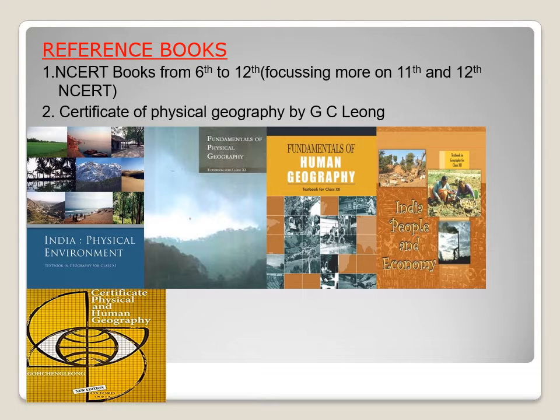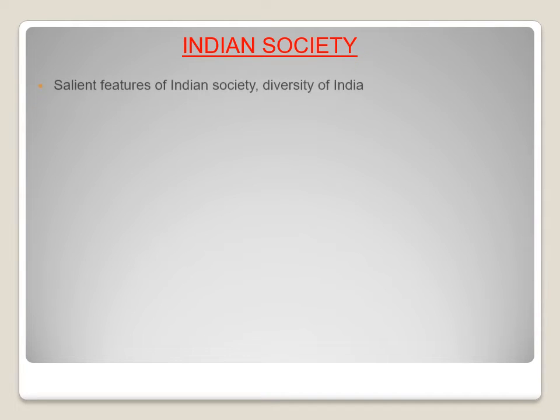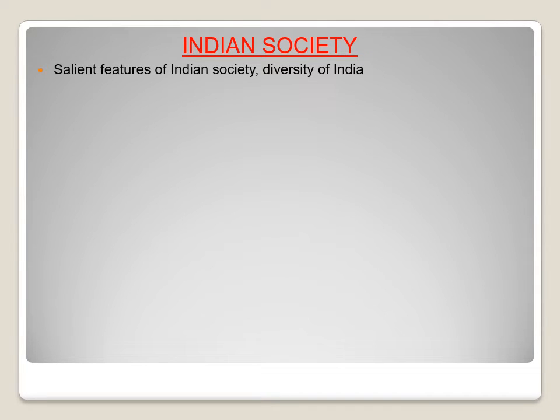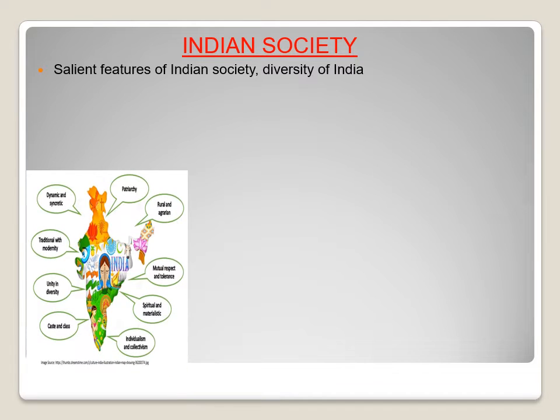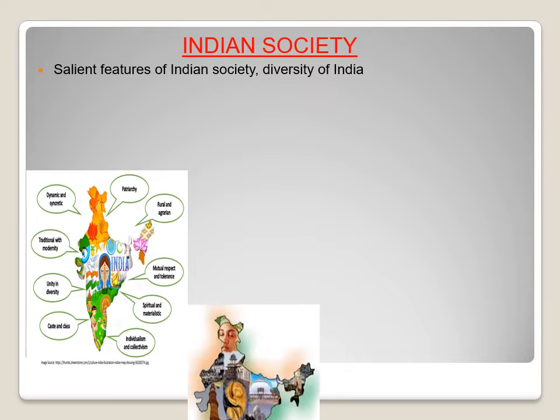Here, geophysical phenomena and climatic regions can be understood in a better way. Now let's move on to the last part of the GS1 syllabus, that is Indian society. As mentioned in the syllabus, we need to understand important features of our society. To mention a few, multilingual, multi-religious, patriarchal, caste system, tradition with modernity, and tolerance are the features of our society.